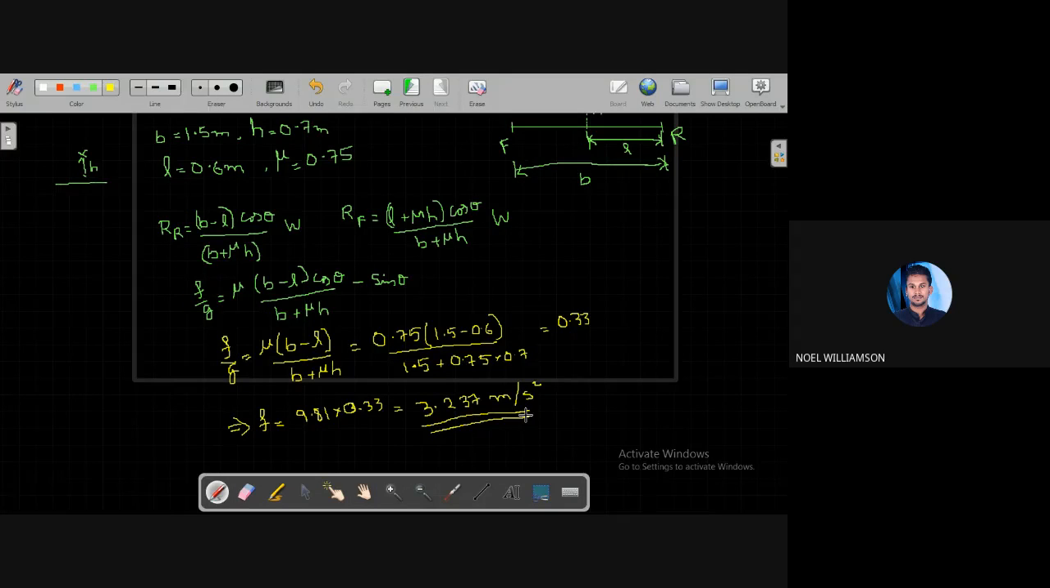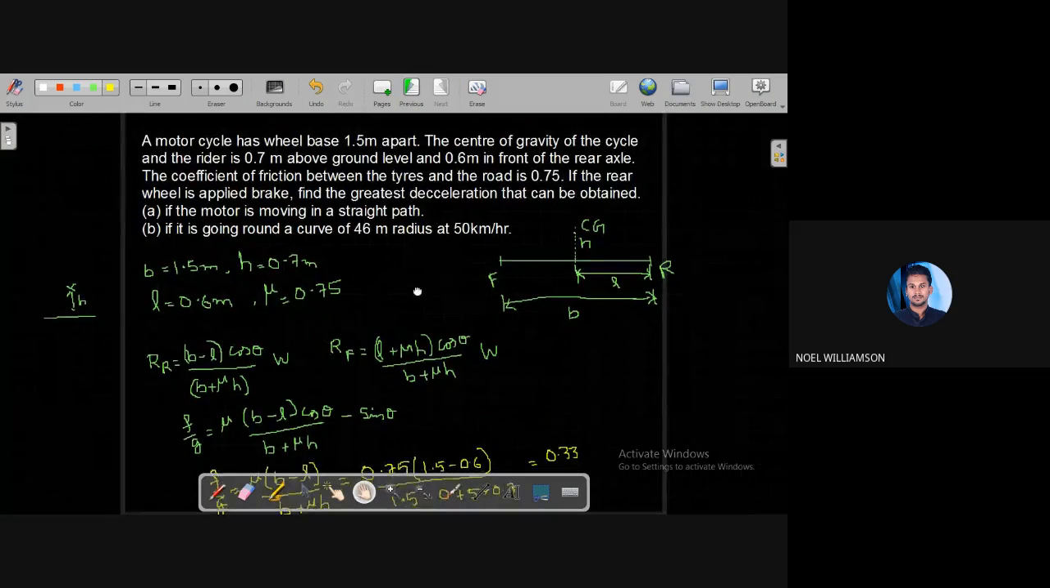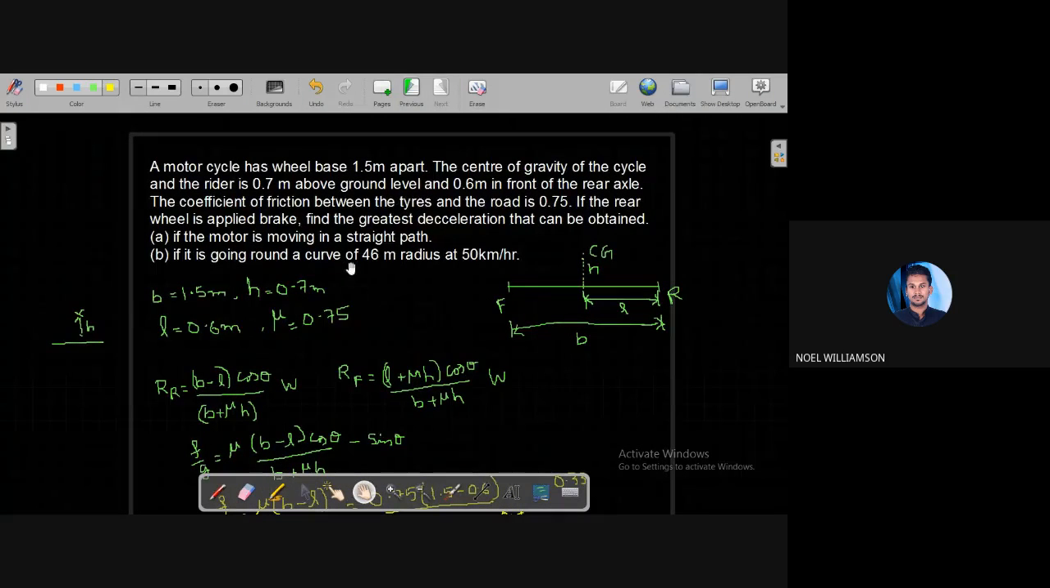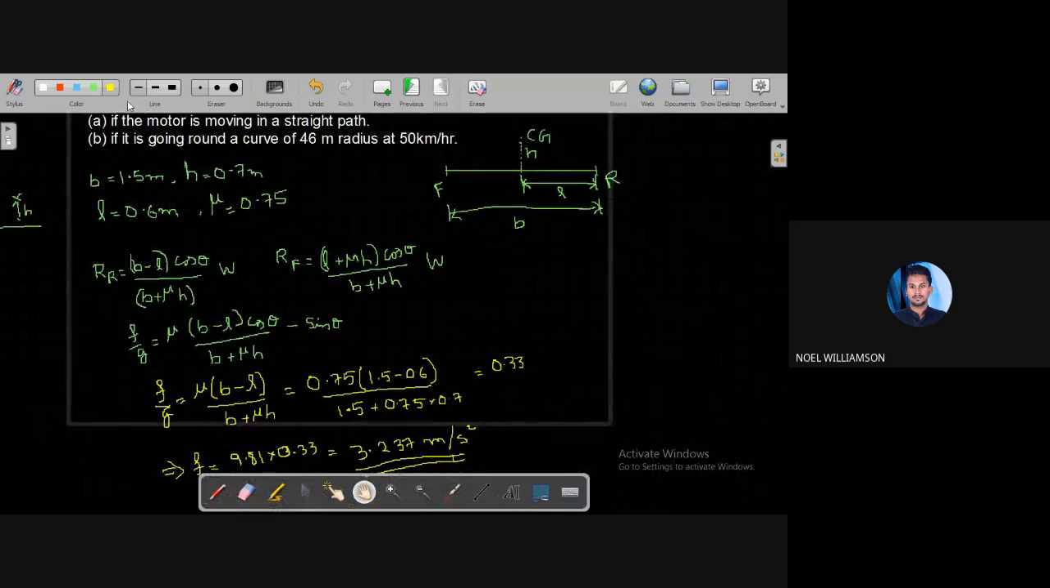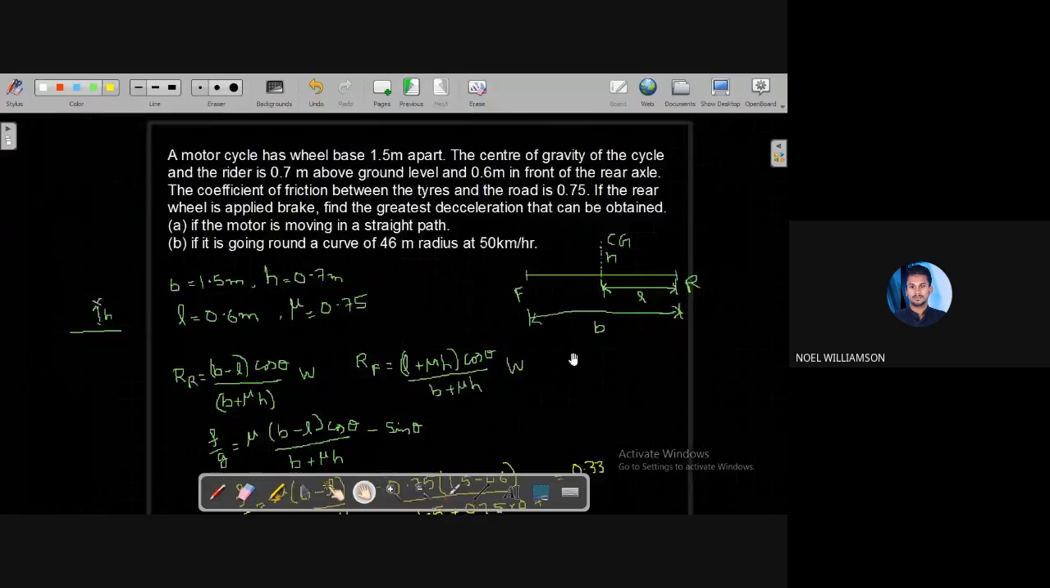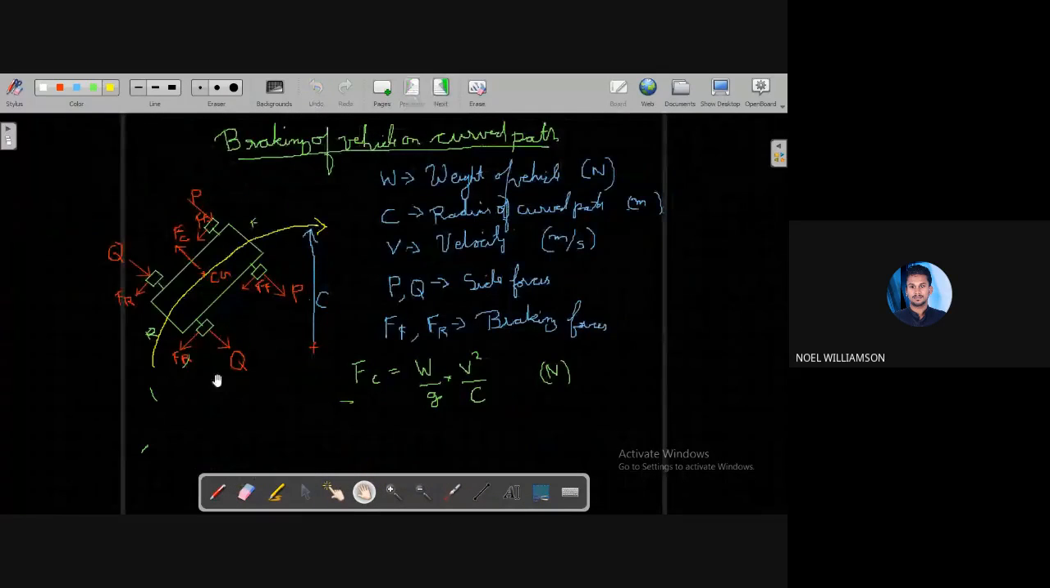Now the second case is if it is going around a curved path of radius 46 meters. If it is moving in a circular path, what will be the deceleration? In that case, we know there are two components for the friction: there will be a side force and also the frictional force. So the resultant will be like that.